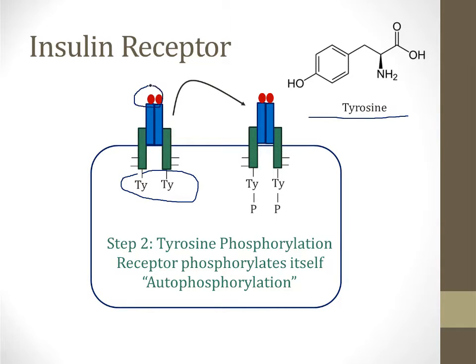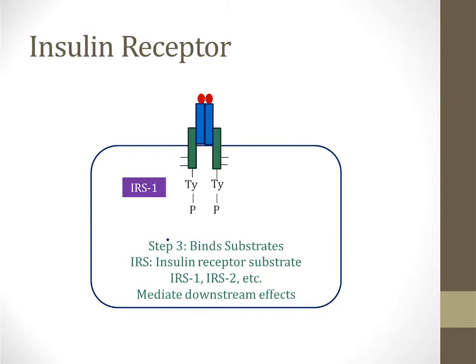When insulin binds to the receptor, those tyrosine molecules become phosphorylated by the receptor. The receptor phosphorylates itself, hence this is called autophosphorylation by the tyrosine kinase domains that are part of the receptor. Once tyrosine phosphorylation has occurred, the next step in activation of the receptor is for the receptor to bind substrates. There are a number of these substrates. They are called IRSs, or insulin receptor substrates. There is an IRS1 and an IRS2, and these will bind to the receptor after tyrosine phosphorylation has occurred, and these IRSs will mediate the downstream effects of the insulin hormone.